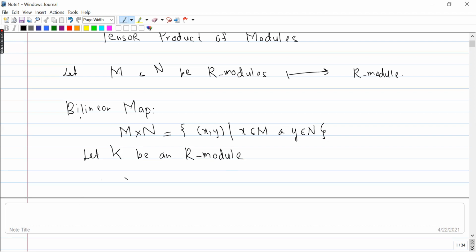So we can define a map, let's say theta, from M cross N to K, which is called a bilinear map.